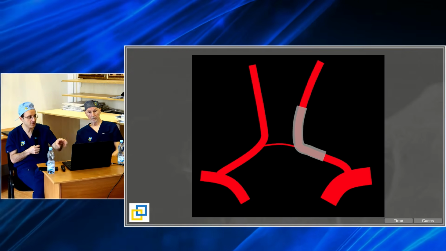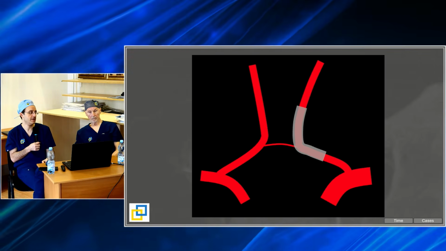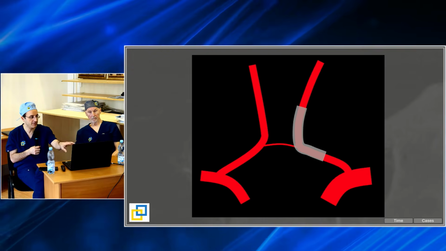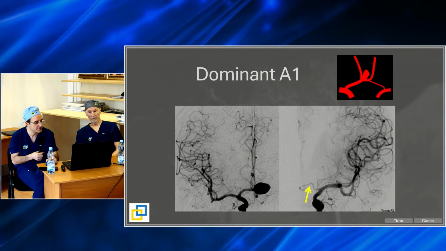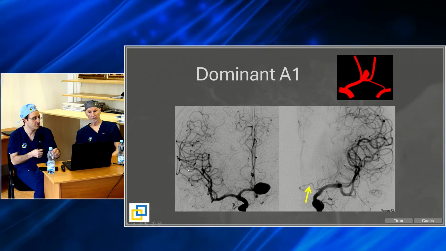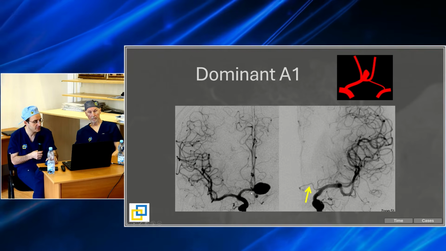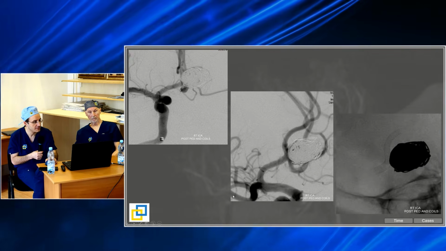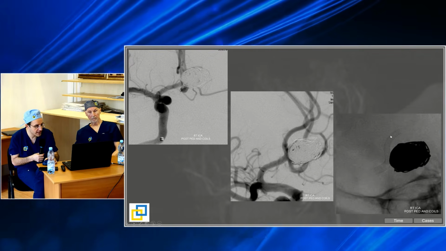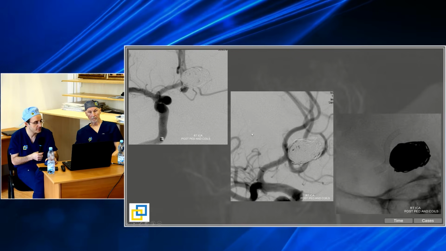And this is what often happens. It doesn't always happen like this, but it often happens this way, that with just one device, you can make the ACOM aneurysm go away. This is an example of that. So you have a large aneurysm, small A1 on the left, pretty dominant on the right. This is coils and pipeline together, right?